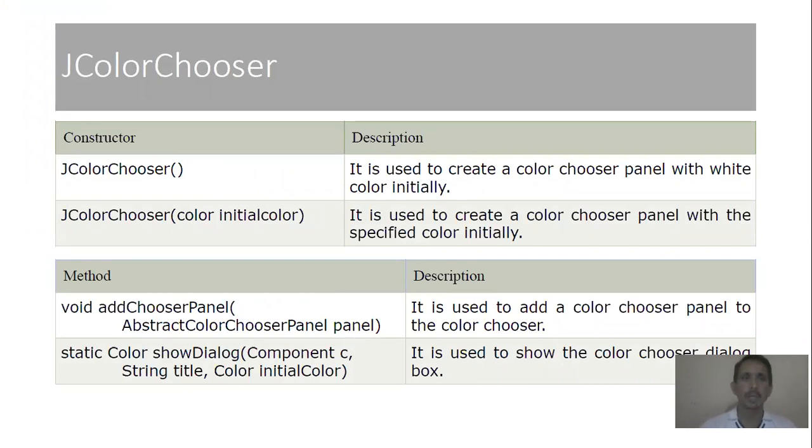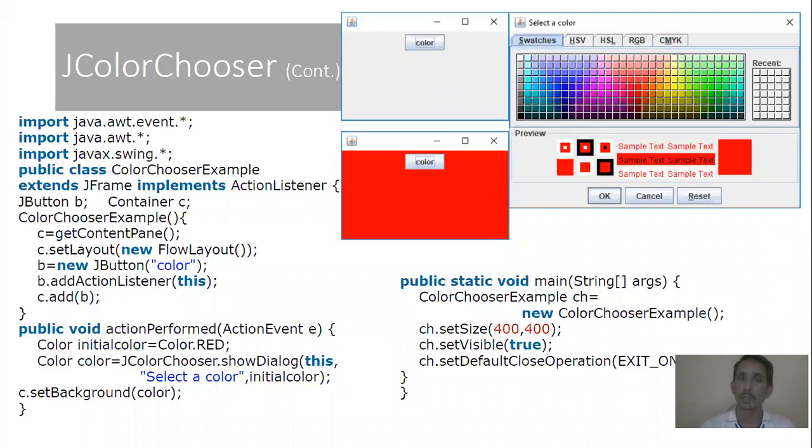The next one is the color chooser. In many applications we require the user to select a color and then perform operations. It is a similar kind of operation, nothing different, right? Over here, when we click on the button, our target is to select the color and change the background. So it is an action performed event for the button.